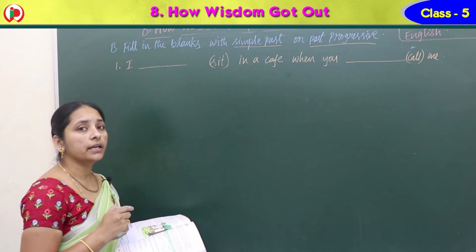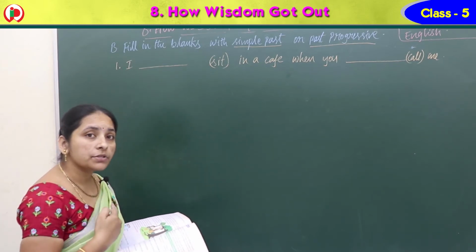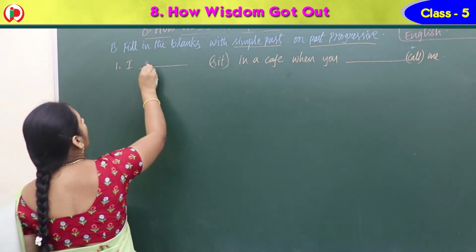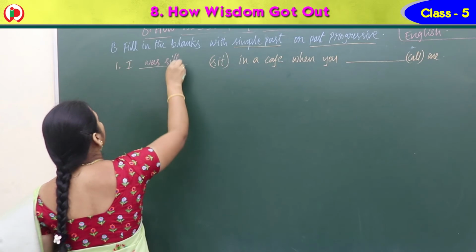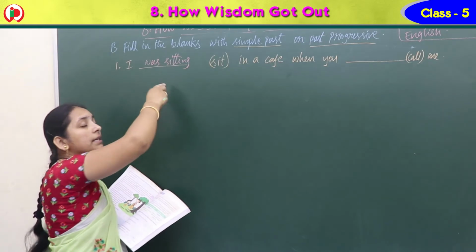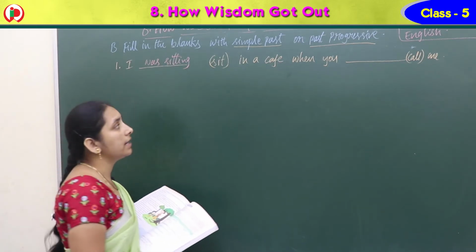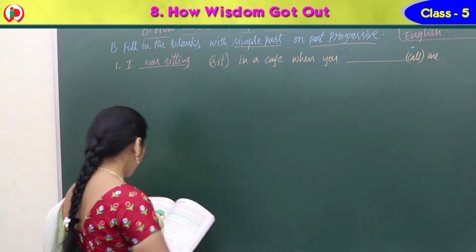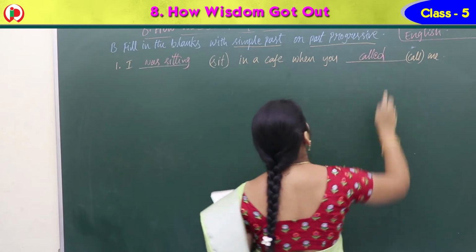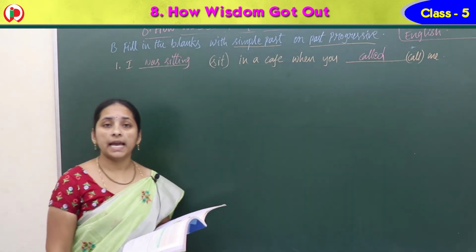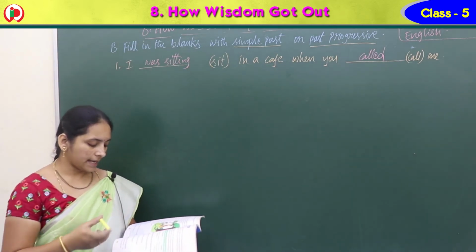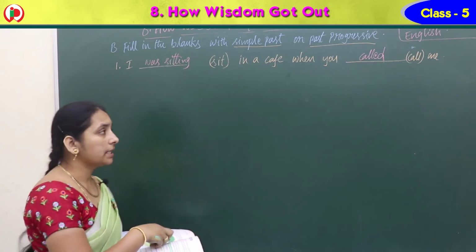So what is going on here? You called me at that time, what was I doing? I was sitting, right? So here the answer is, I was sitting. When you are calling me at that time, I was doing something, the action is going on. That's why, I was sitting in a cave when you called me. Okay? So like that you should write it. Will you tell me the remaining answers?